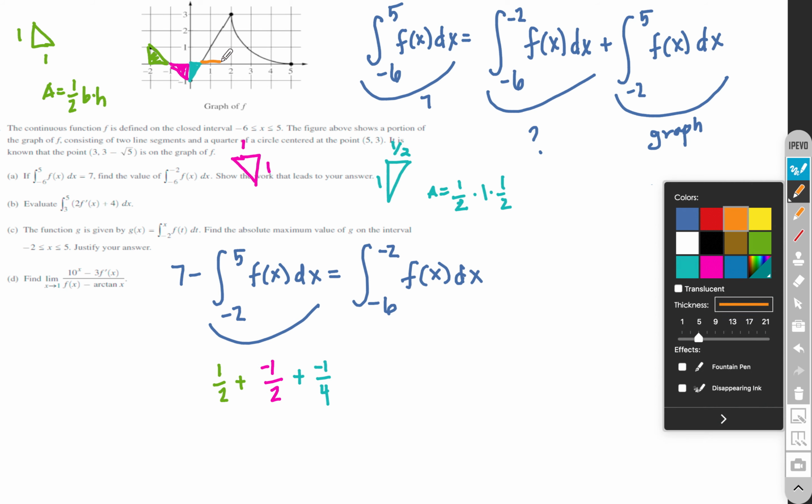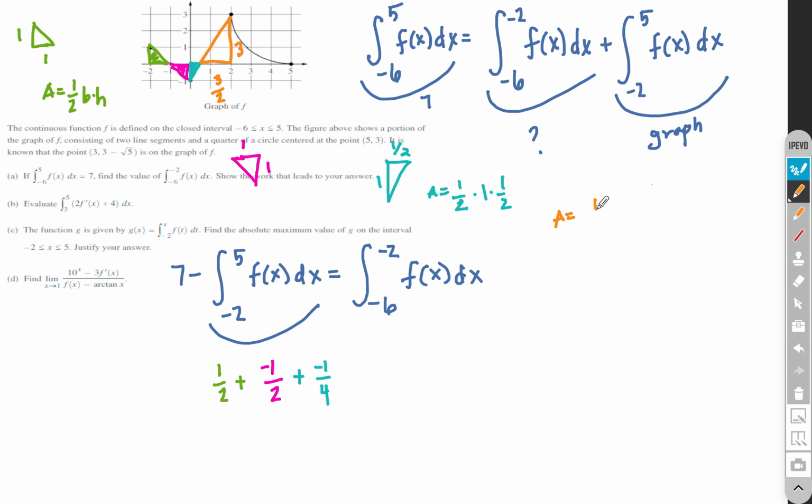And let's continue. This is the next piece. That orange triangle has base, this is 1.5, so 3/2 for the base of that triangle, and then 3 for the height of that triangle. So the area there is going to be 1/2 times 3/2 times 3, and then that's just 9/4. It's positive because that triangle is above the x-axis, so plus 9/4.